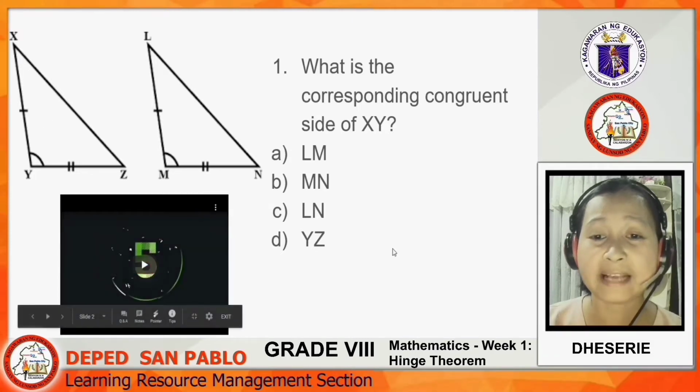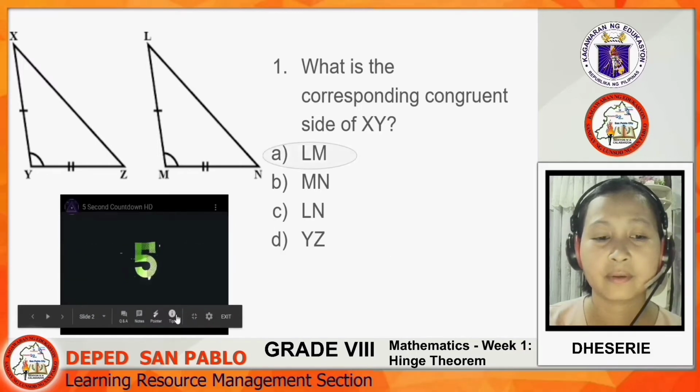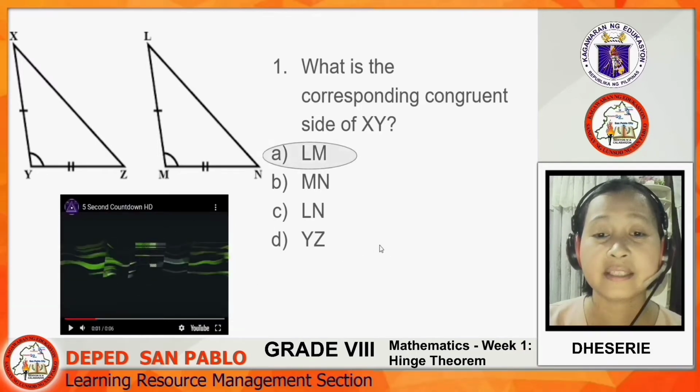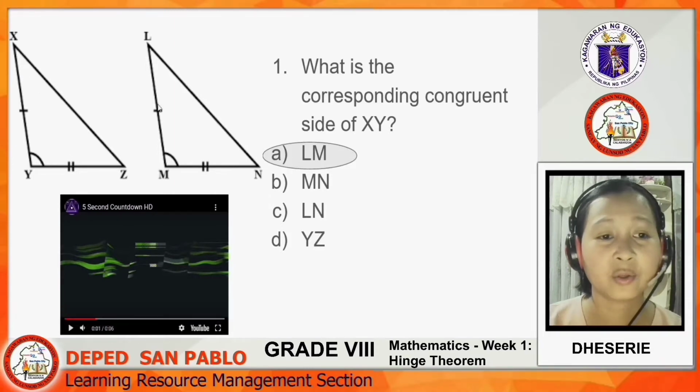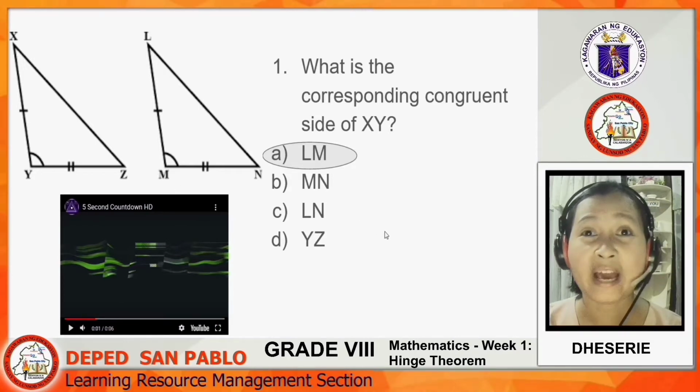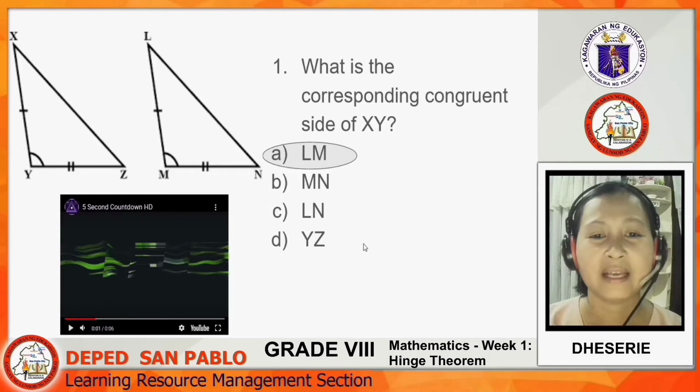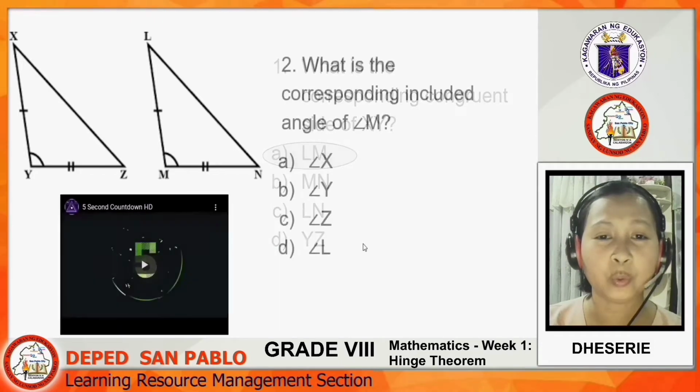Okay, so the correct answer is segment LM. Again, segment XY is congruent to segment LM. I'm glad that you have the same answer. Let's proceed to question number 2.